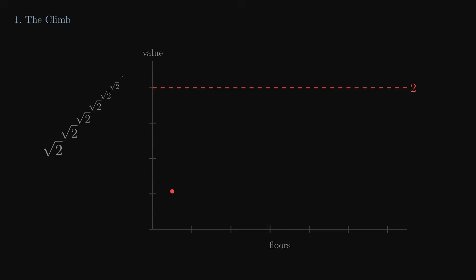But watch the actual value as the floors pile up. One floor gives about 1.41, 2 floors 1.63, then 1.76, 1.84, 1.9. The number is still climbing, but each step forward is smaller than the last. It is closing in on something. It settles, exactly on 2. An infinite staircase of square roots of 2, and the whole thing weighs exactly 2. Not near 2, not 2-ish. 2 on the nose.